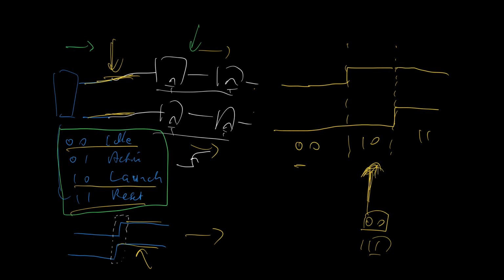So what am I talking about? Let's assume that the messages we're going to send can be idle. If we're idle, then either we stay idle or we can go to reset. If we're in reset, then we can either go back to idle or we can go to active. And if we're in active, we can either go back to reset or forwards to launch.